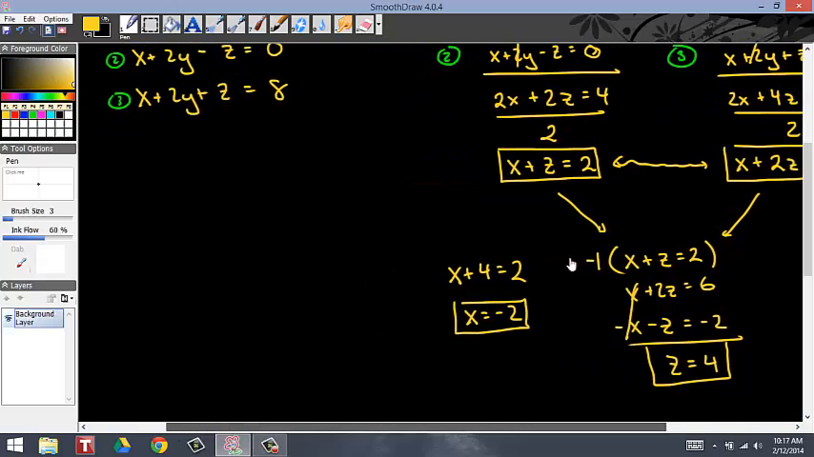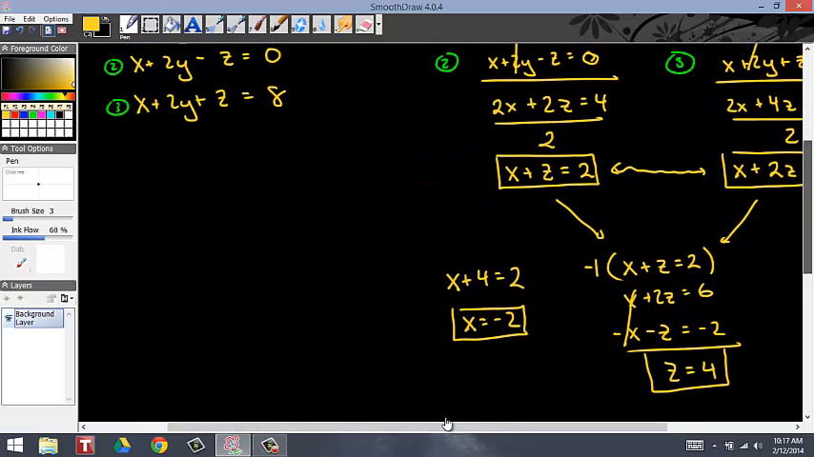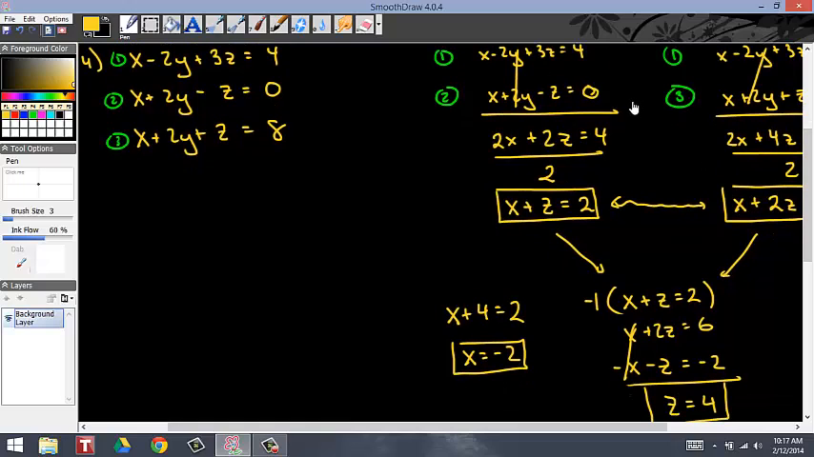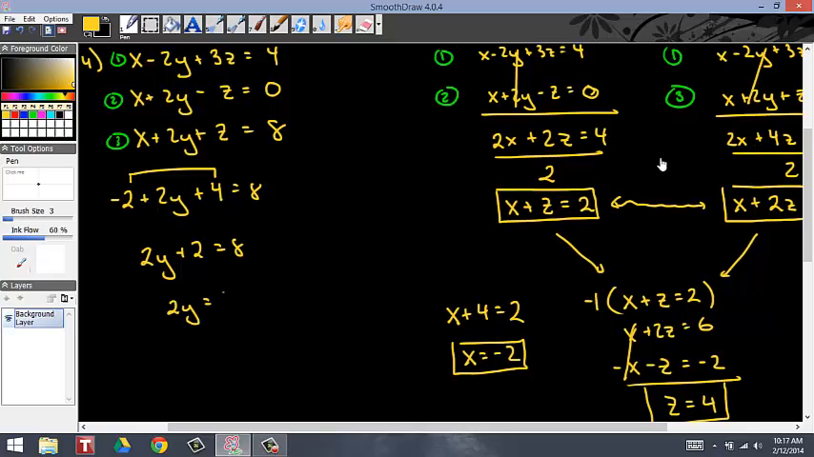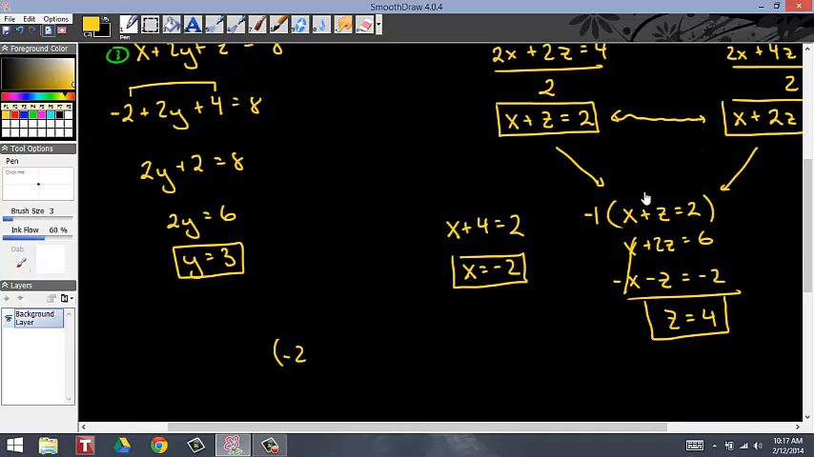Now I'm going to climb all the way back up to the top and pump negative 2 and 4 into one of these original three. I'm going to choose the bottom one. So x is being replaced by negative 2, plus 2y, plus z, which is 4, equals 8. I'm just trying to solve for y here. Those two are going to combine, so I get 2y plus 2 equals 8. I'm going to get 2y equals 6 and y equals 3. So your answer, when all is said and done, is negative 2, 3, and 4.